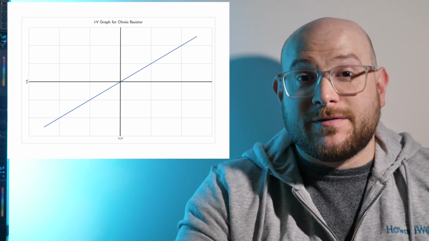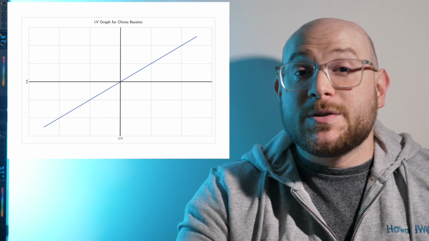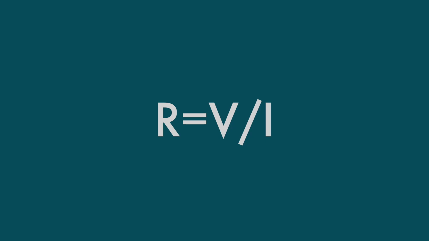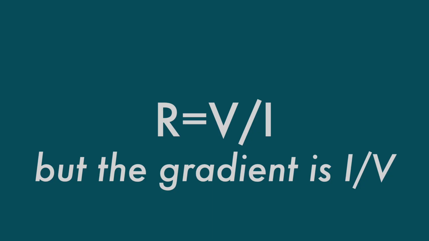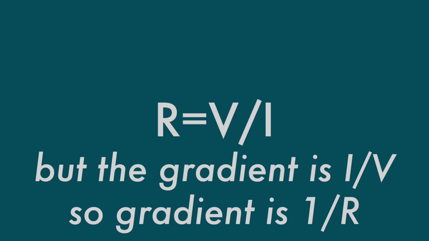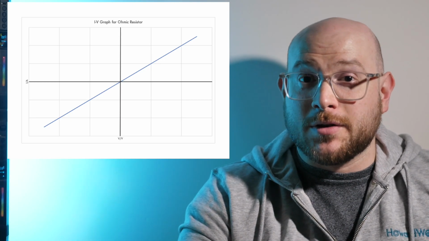The gradient of this graph is 1 divided by the resistance of this resistor. As we know from rearranging Ohm's law, resistance is voltage divided by current. The gradient of this graph is current divided by voltage, the reciprocal of that. So the gradient of this graph is 1 divided by the resistance. The gradient is constant, which means the resistance is also constant.